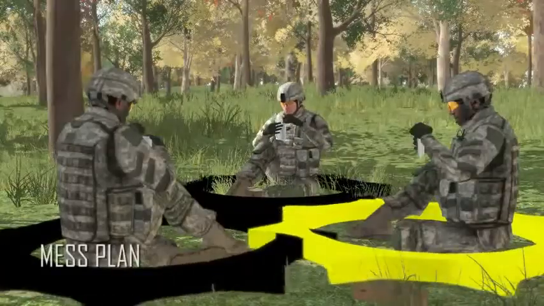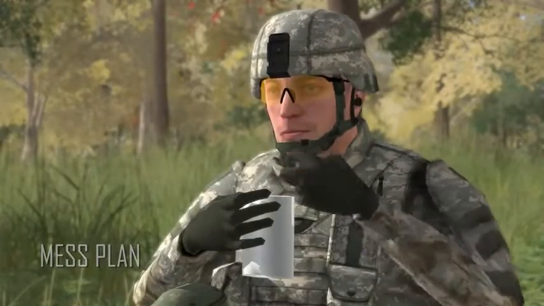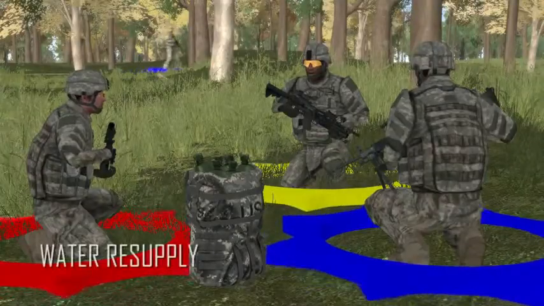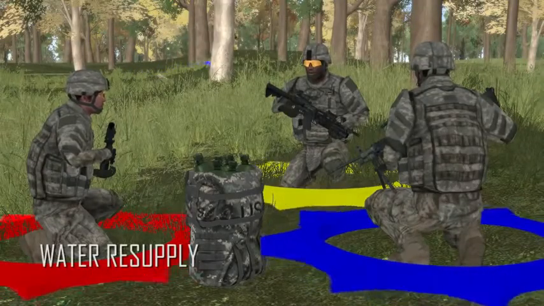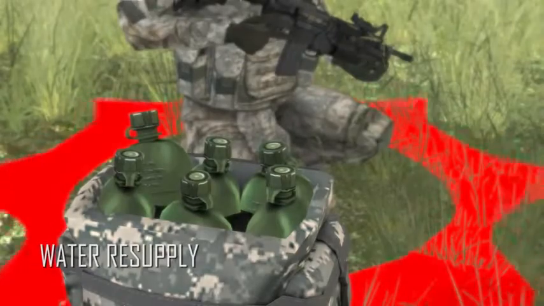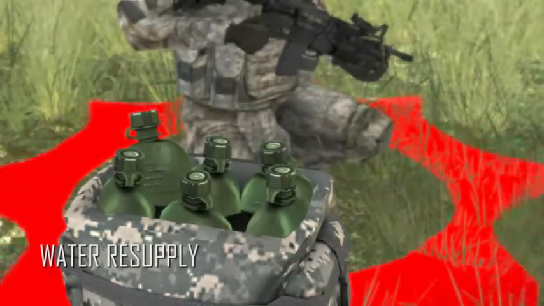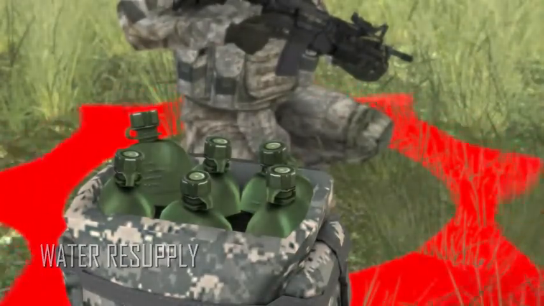Mess plan. No more than half the patrol eats at one time. Water resupply. The assistant patrol leader organizes a watering party. They carry canteens in an empty rucksack. Squads have the same requirements with their squad patrol base as platoons.